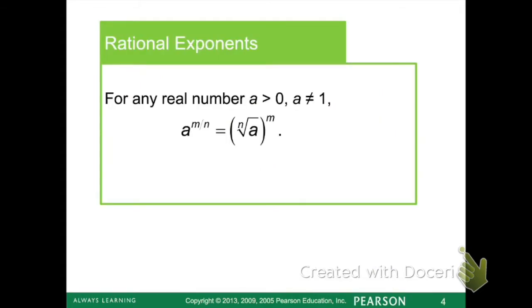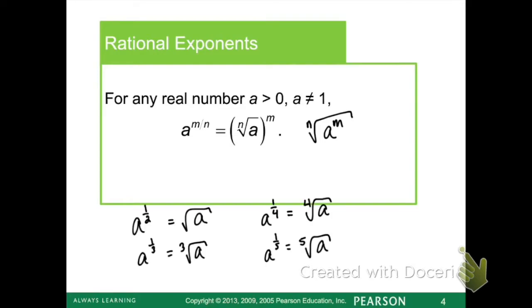An additional property that we'll need to know and use a lot in this concept is if we have a to the m over n, so that's a fraction in the exponent, we can rewrite it as the nth root of a to the mth power. We could also choose to write it as the nth root of a, to the mth power. So either way works. Sometimes it's easier to write it the first way and evaluate, while other times it's easier to start with the second way and evaluate it that way.